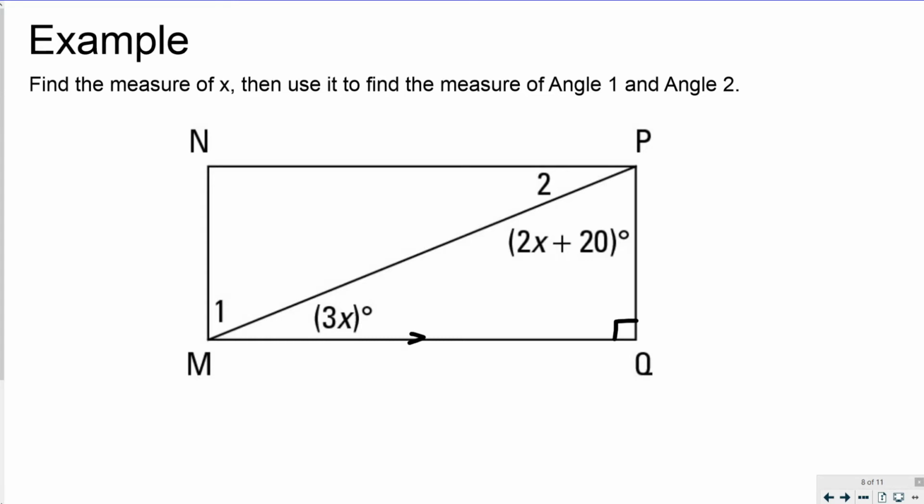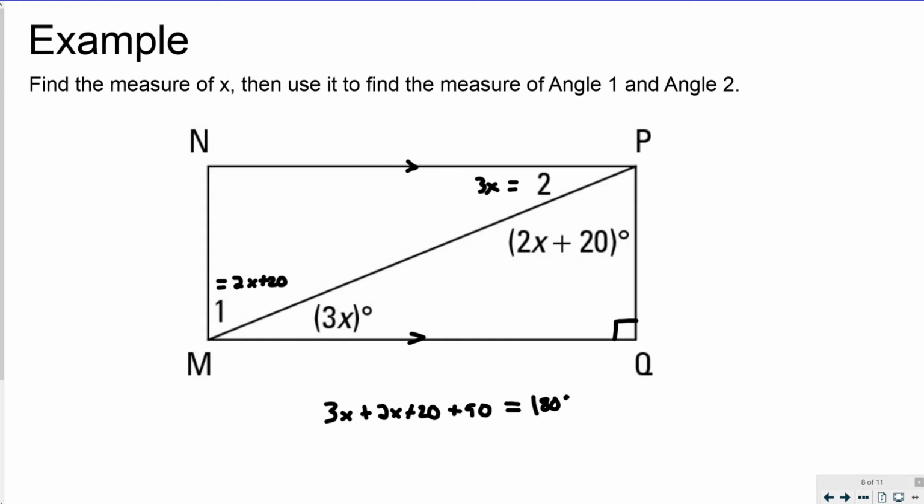And then we also know that a rectangle has parallel sides here. So then this here, angle 2, is also equal to 3x by the alternate interior angle theorem, and angle 1 is also equal to 2x plus 20. So if I do 3x plus 2x plus 20 plus 90, I'm using the triangle sum theorem because I see a triangle here with these three angles. That has to equal 180 degrees.